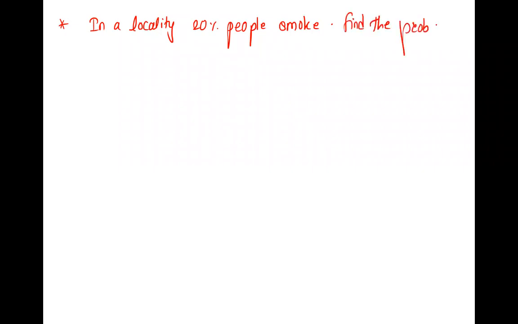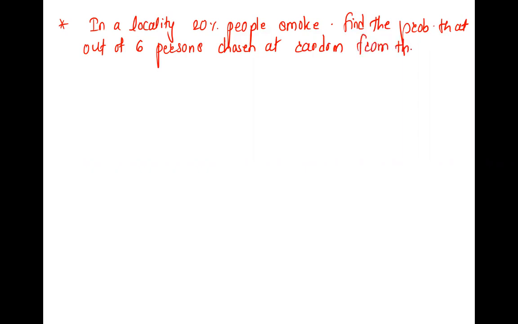In a locality, 20% people smoke. Find the probability that out of 6 persons chosen at random from this locality, 4 or more will be found to be smokers.